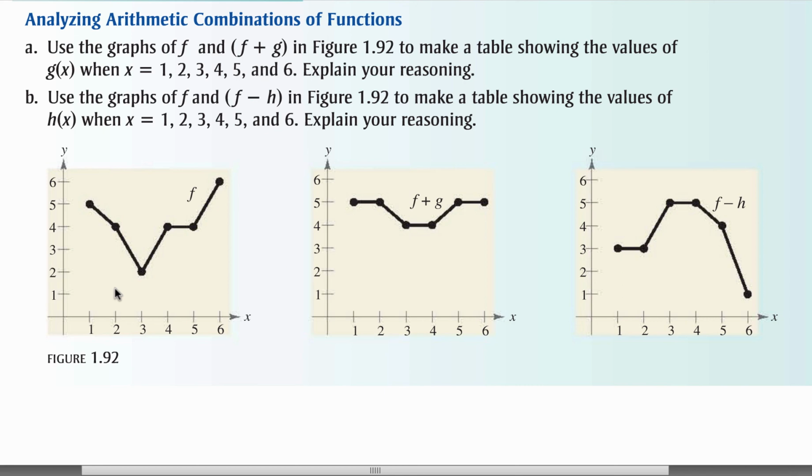Let's just do one more. Notice f is at 3, 2. But then in the next picture, after addition, it becomes 3, 4. Well, okay, 2 plus what number is 4? 2. And so that means that g was at 3, 2. And you keep following that logic. So use the graphs of f and f minus h in figure 1.92 to make a table showing the values of h of x when x is the following numbers. And so you're going to use the same reasoning here, except it's going to be subtraction.